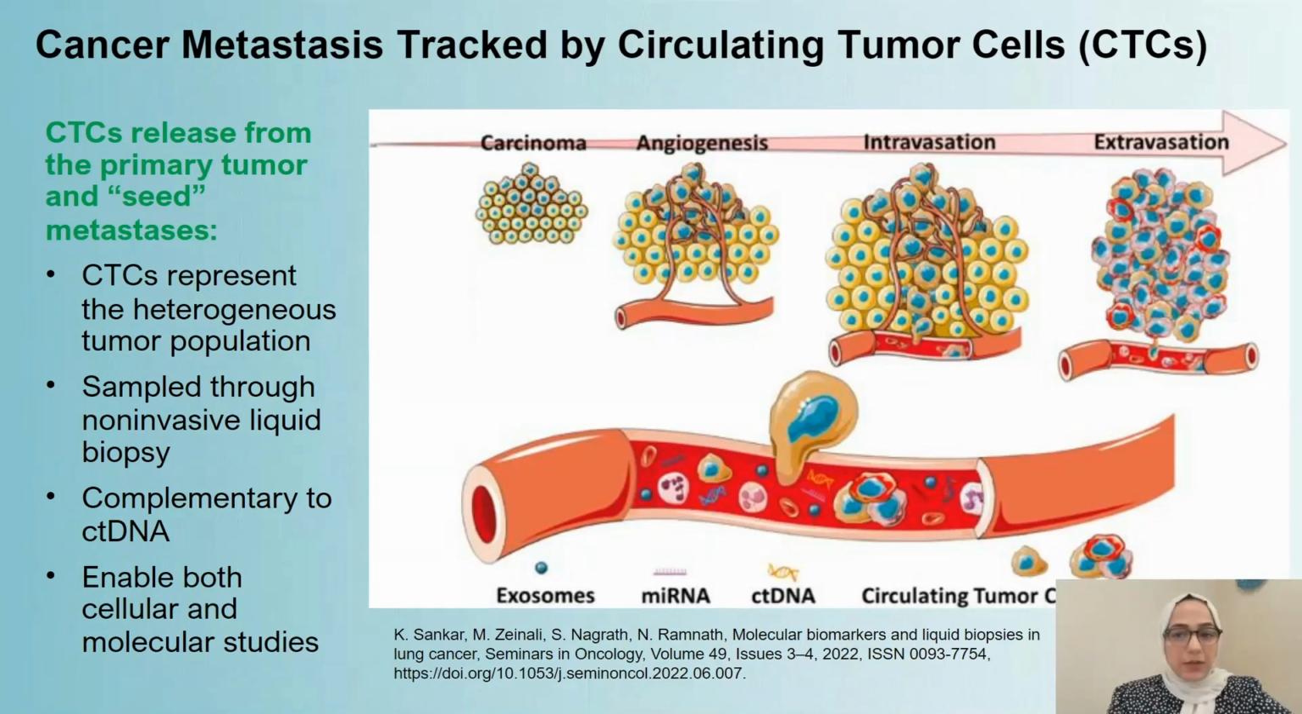CTCs are viable circulating biomarkers that function as seeds of metastasis. They consist of heterogeneous cell types and represent heterogeneity within the tumor. Unlike conventional biopsy, they may be sampled through simple blood draws. Analysis of CTCs can be complementary to the ctDNA workflow since they are ideal markers for both cellular and molecular assays to study cancer progression and metastasis.